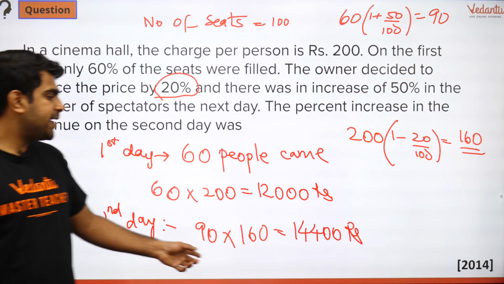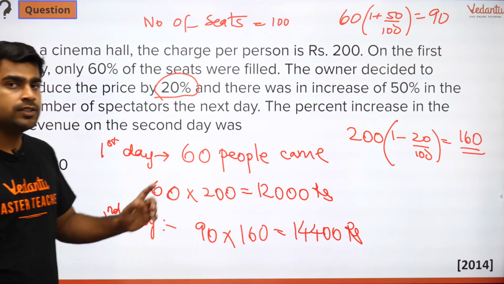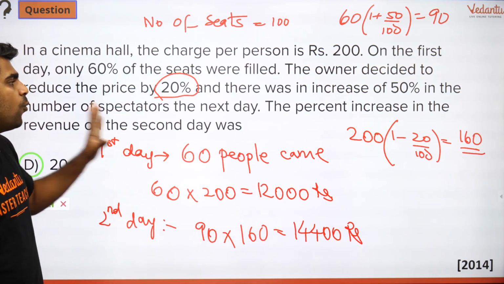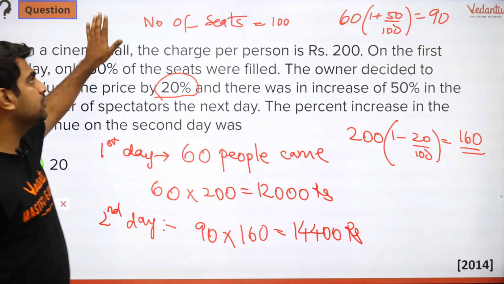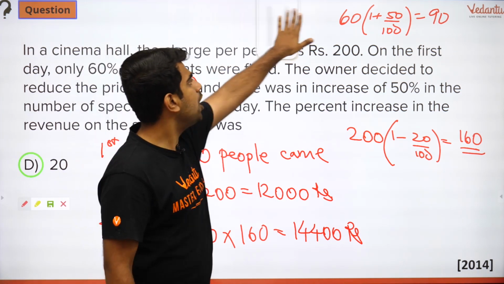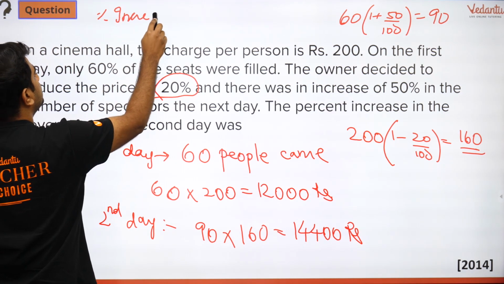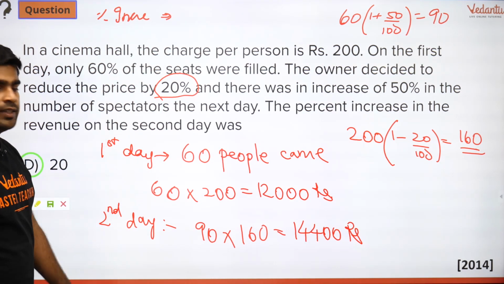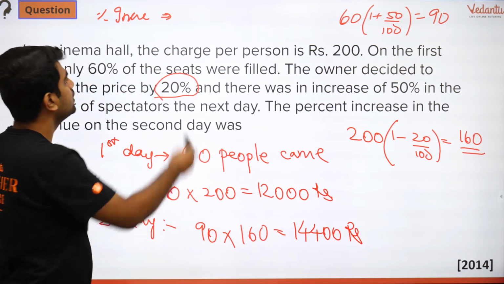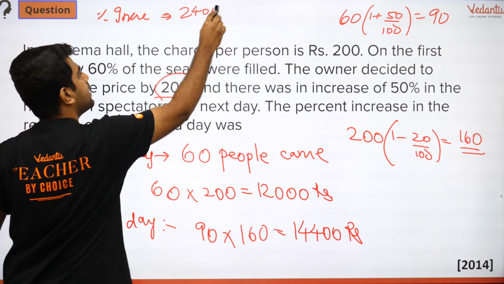Okay. So he makes 14,400 rupees on the second day. Now what is the percentage increase? How do we do that? Percentage increase is equal to what? What is the increase first? The increase is 2,400. Why is it 2,400?